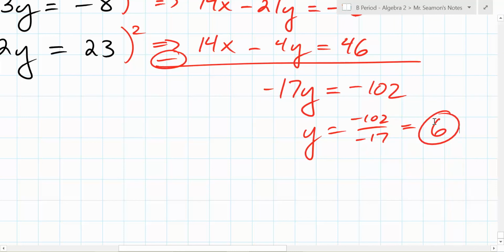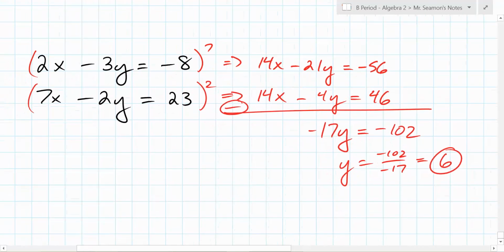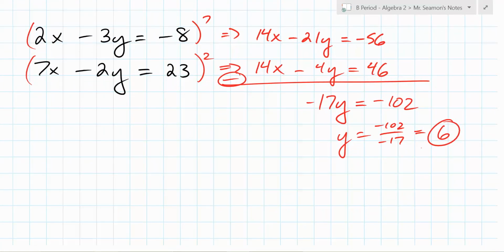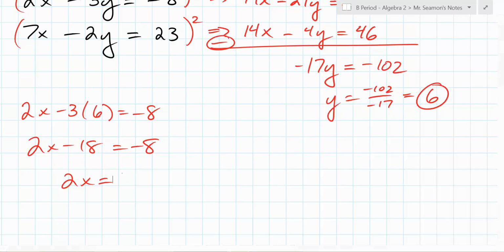So are you done? No, I didn't get that far, to be honest. It's okay, but are you done at this point, kids? No, you gotta plug that in. Let's plug it into the top one. So it's 2x minus 3 times 6 is equal to negative 8. So 2x minus 18 is equal to negative 8. So 2x is equal to what? 10. x is equal to 5.